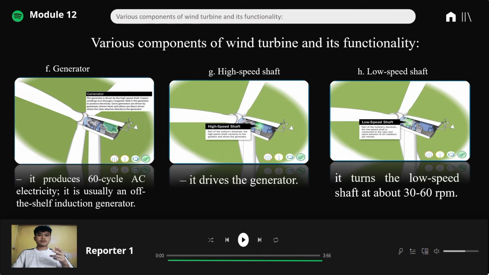For the other parts of the wind system, or the windmill, we will leave the discussion to the second reporter, Camille Aguilar from Main 2 also. She will discuss the other parts and various components of the wind turbine, their functionality, definition, how they work, and how they affect the windmill.